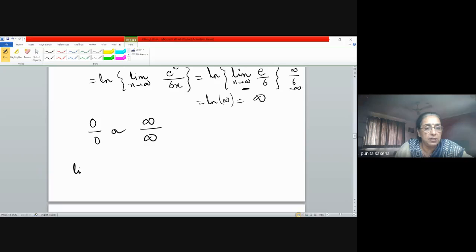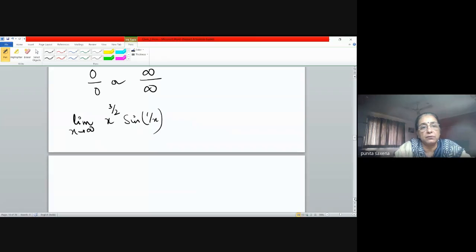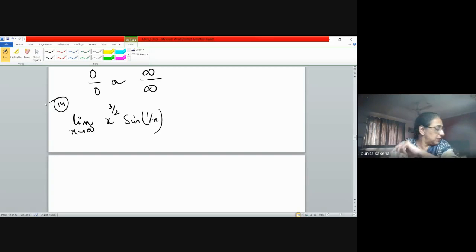Let's see this. Limit x tending to infinity, x to the power 3 by 2 sine 1 by x. Supposing I have to find this limit. What is this? X tending to infinity, this is your 0. Infinity into 0 form. This is your question number 14 of the exercise. I think this exercise is 4.5. Okay, I'm talking of 4.5 now.